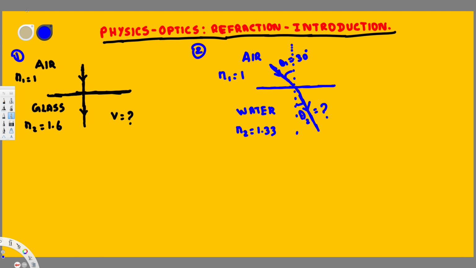What's going on, guys? Let's try this problem right here. We have two different problems. Let's try the first one. In the first question, we have a light that travels from air to glass, right?